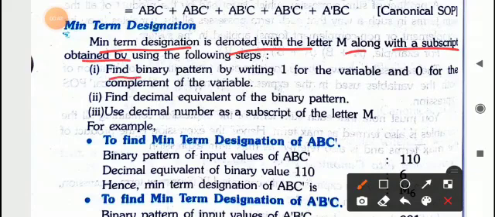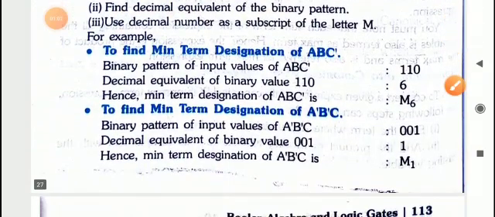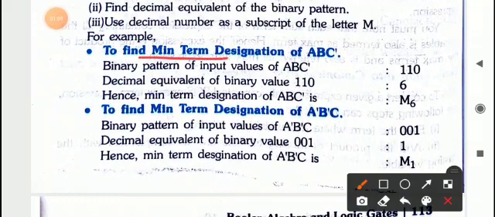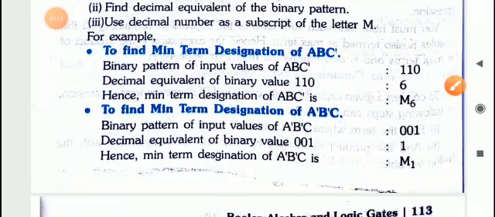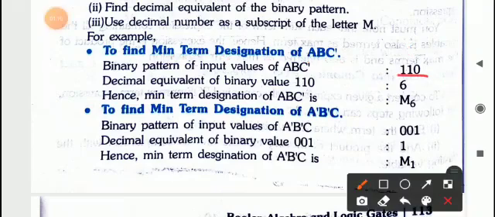What is the first step? Find the binary pattern by writing 1 for the variable and 0 for the complement of the variable. Find the decimal equivalent of the binary pattern and then use the decimal number as a subscript of the letter M. Suppose you have to find the min term designation of ABC complement. A and B will be written as 1 1 because they are non-complemented variables, and C complement will be written as 0.